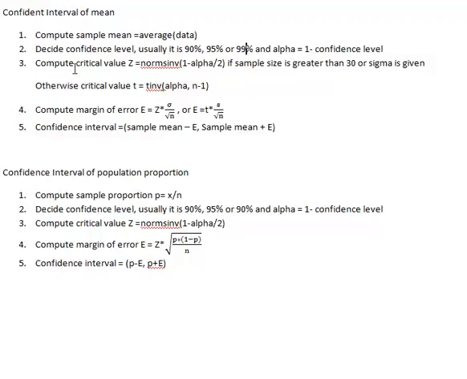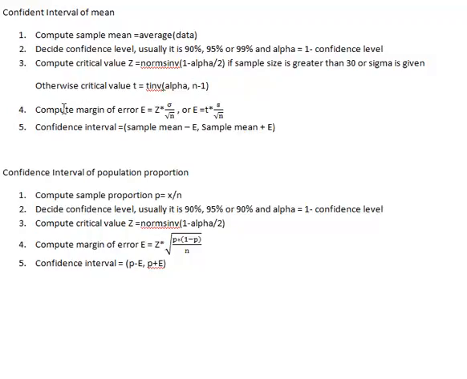The third step, we want to compute the critical value Z. Z will equal NORM.S.INV, and inside parentheses you input 1 minus alpha divided by 2. This is if the sample size is greater than 30, or, as we said before, sigma is given. If sigma is not given, the critical value will be from the T distribution, so T equals T.INV. Inside you put alpha, comma, n minus 1. n minus 1 represents the degrees of freedom.